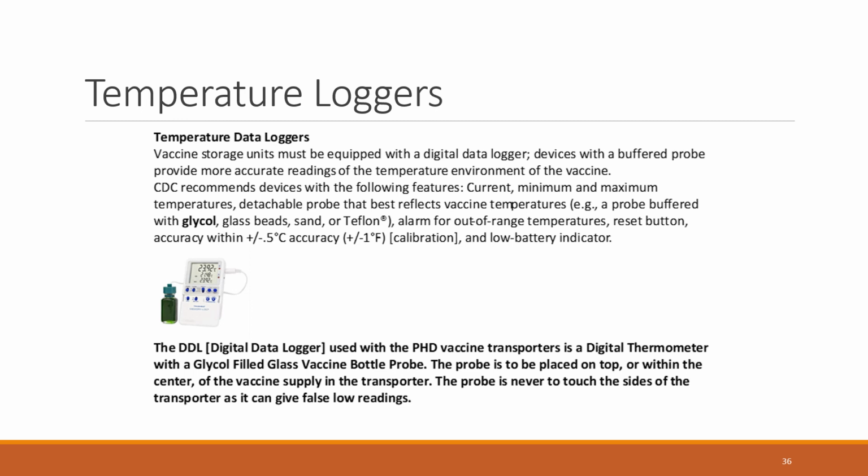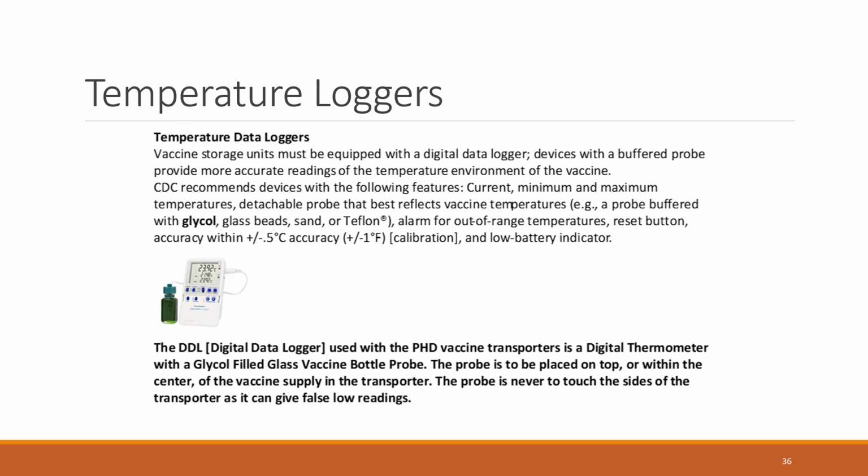the actual device, is kept in the sleeve of the transporter. The actual DDL, the device, should not be placed inside the transporter or a refrigerator or freezer. Only the probe stays cool. When placing the probe in the transporter, always place it within or on top of the vaccine, which will reflect the most accurate temperature of the vaccine. Placing the probe on the tiles will reflect the cold temperature of the tiles, not the vaccine.